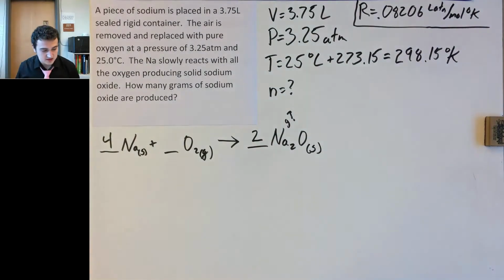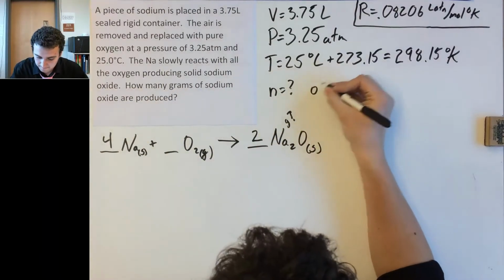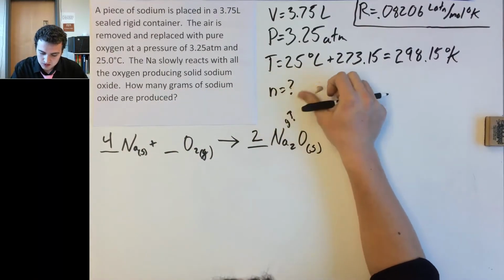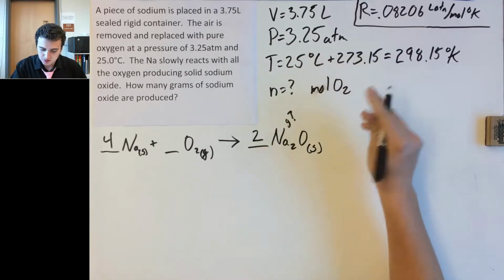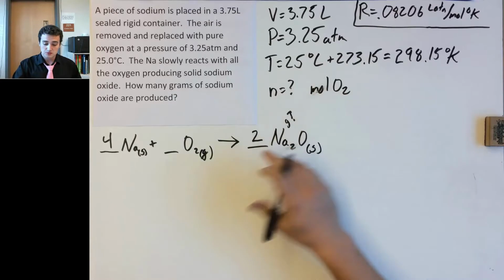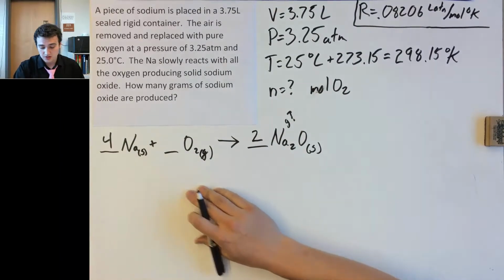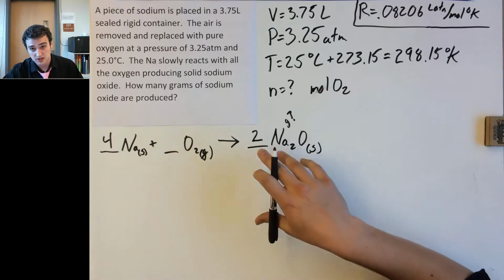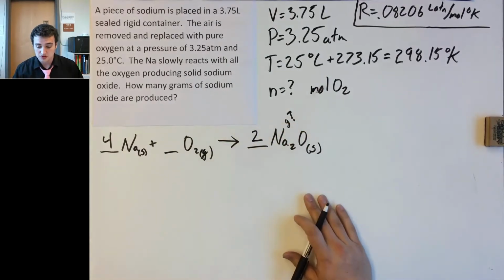So I can see that I need n, which would be the moles of oxygen, moles of O2. If I find moles of O2, using the balanced chemical equation, I can say how many moles of O2 produce how many moles of this, and once I have the moles of sodium oxide, I can find the grams using the molar mass.